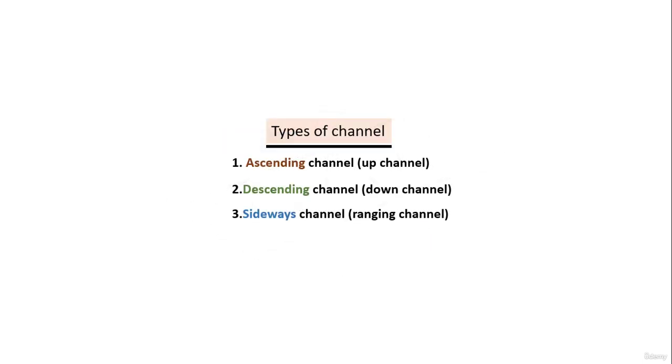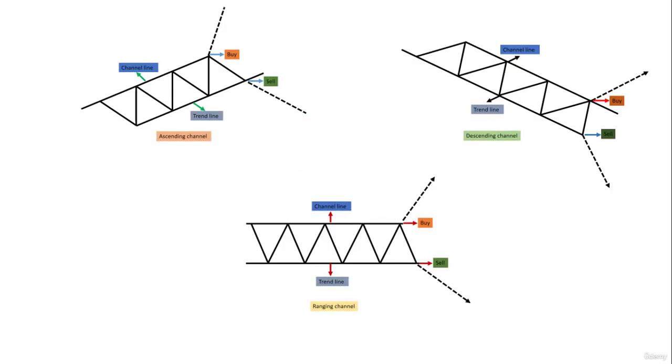Types of trading channel. There are three types of trading channel: ascending channel, descending channel, and sideways channel. We will discuss those types of channel trading in the next lecture.